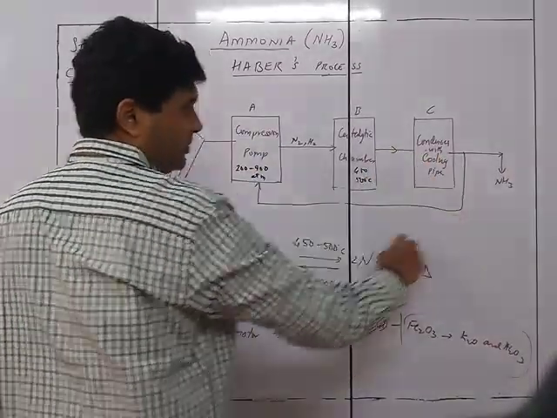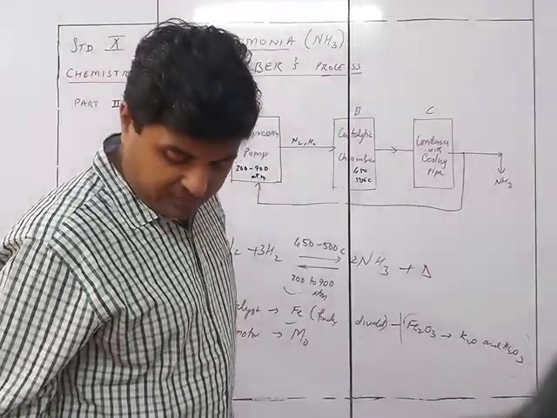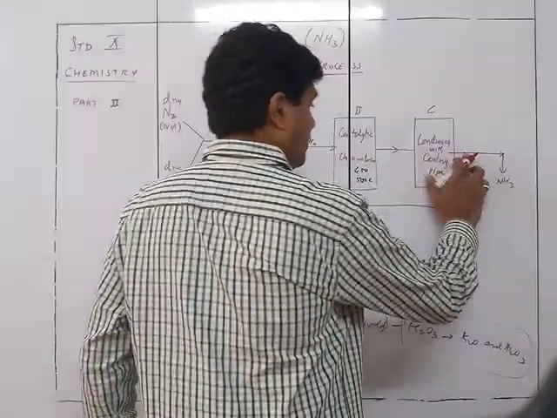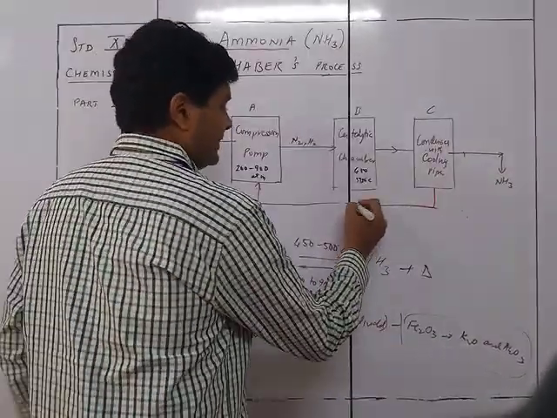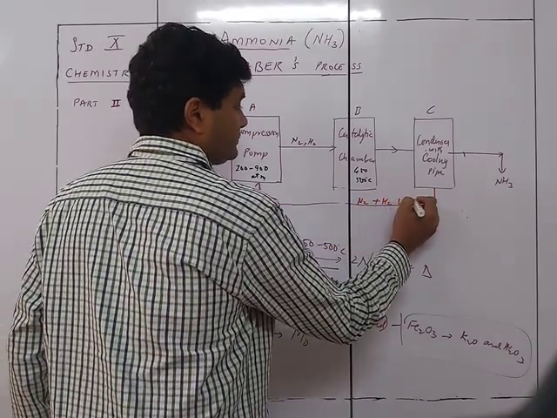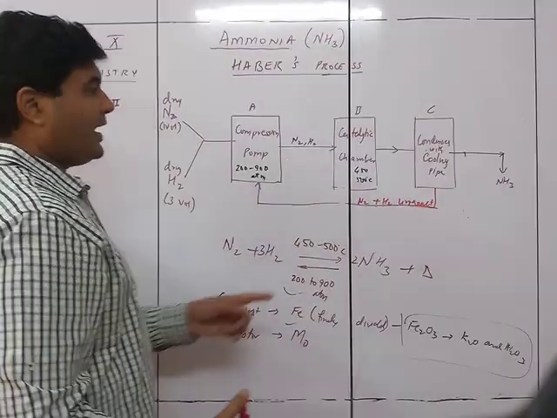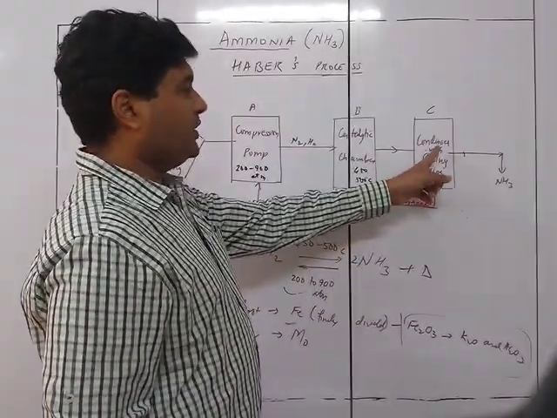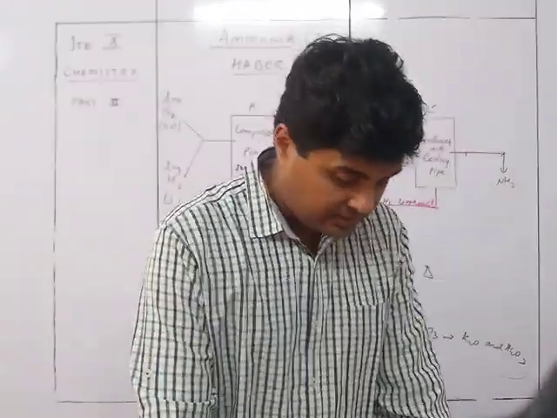From here it is going to be recycled, so we can say directly not from there, but we can take it from here. We are taking the unreacted N2 plus H2. The unreacted nitrogen hydrogen will be transferred from here to here in this particular case.